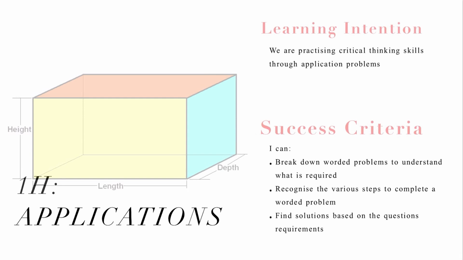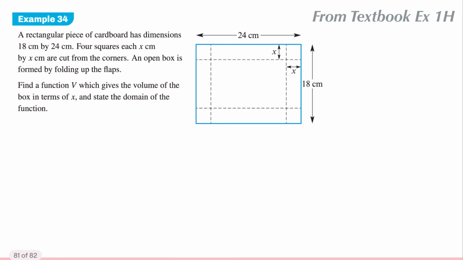Exercise 1H Applications. Today we are practicing critical thinking skills through application problems. What you need to be able to do is break down worded problems to understand what is required, recognize the various steps to complete a worded problem, and then find solutions based on the question's requirements. Starting with example 34, these examples are from the textbook as well, so if you want to refer to it, I'll just be going through those.